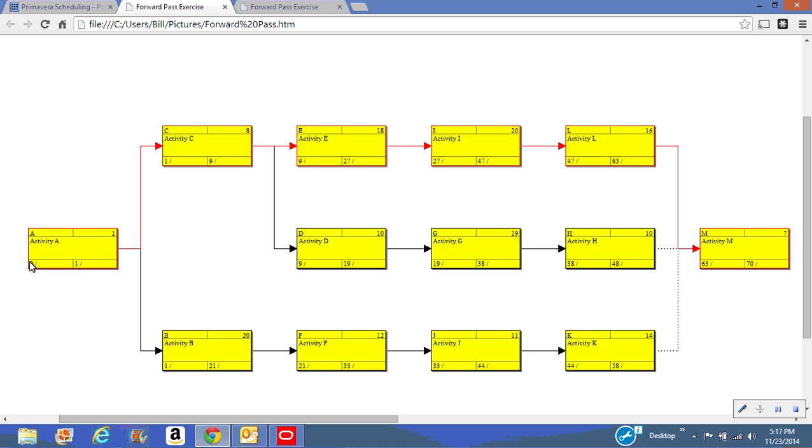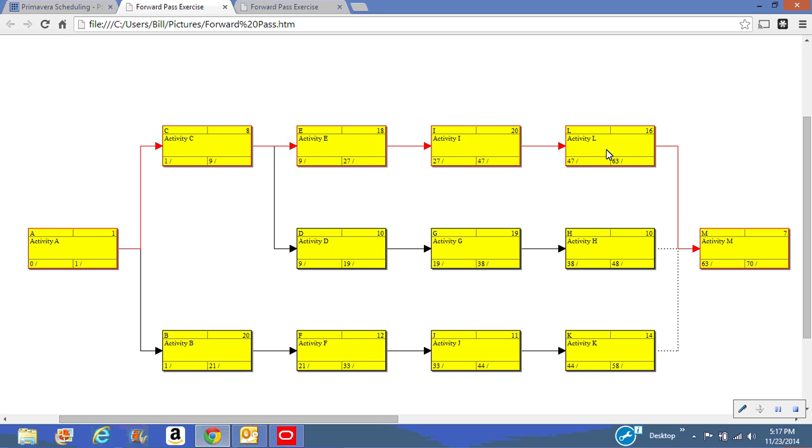So we start off at day 0, we're at day 1 at the end of that activity. The next activity starts on day one. It's an 8-day duration, so it finishes on day 9. And we can see that activity E starts on day 9. It's an 18-day duration. It finishes on day 27. And so we continue that. We simply keep adding the duration to the starting day, and we get the ending day for that task.